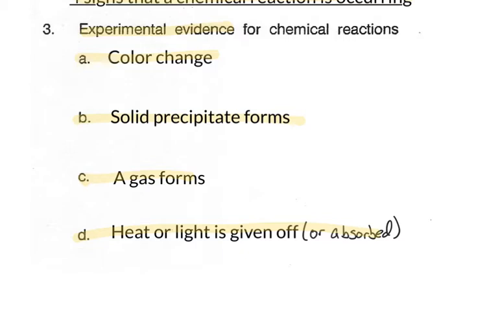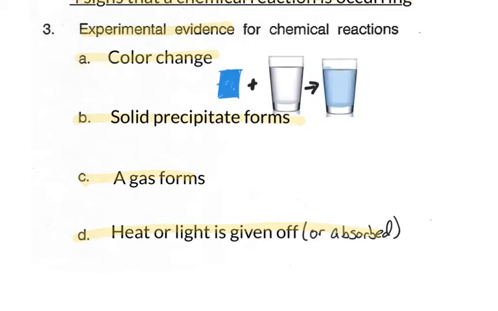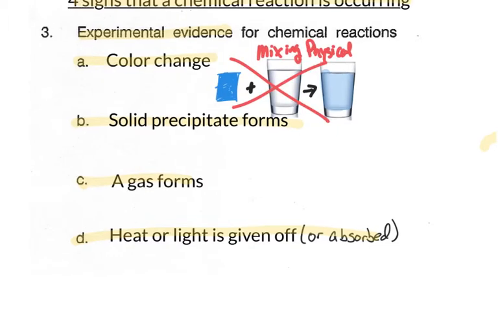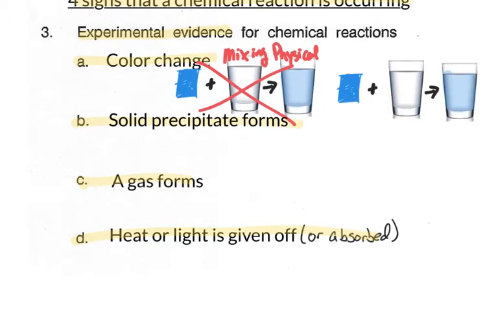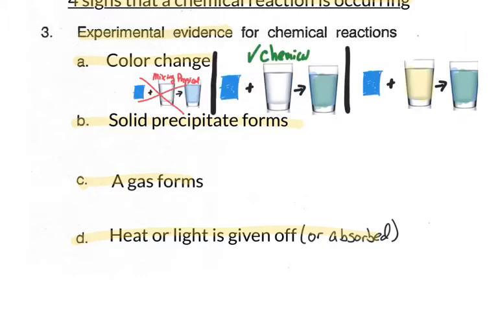So let's look at color change first. If I add some blue food coloring to some water and it changes to blue, well, that's not a chemical change. But if I add blue food coloring to water and it turns to green, that tells me that there was a chemical change. Something different has happened. What if I add blue food coloring to something yellow and it turns green? Well, that is not a chemical change.